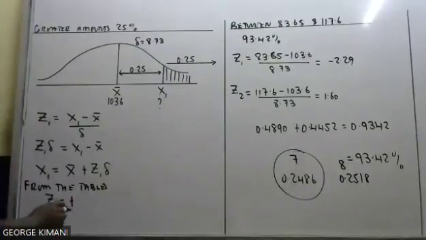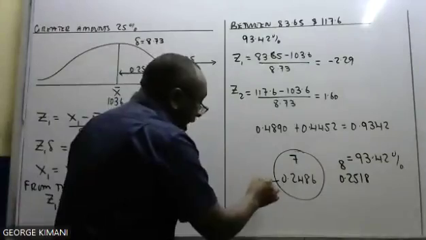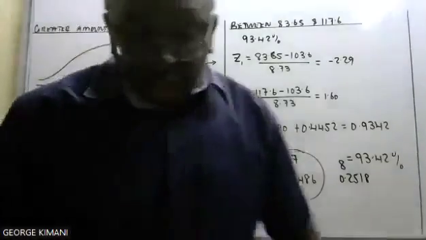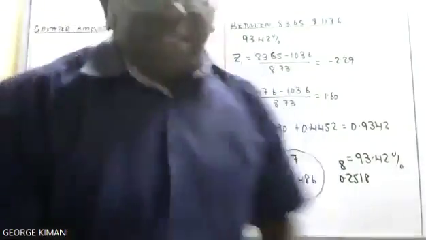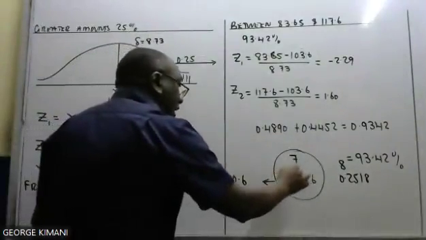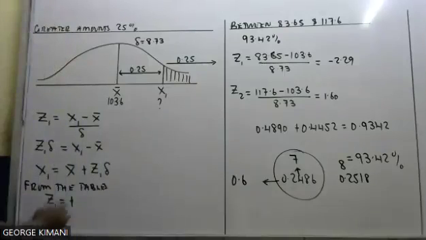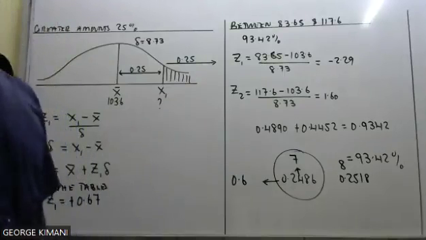So if I take that, now what you do, you go back and look at what is there in the row. The place where I have found 0.2486 is at 0.6 on the row here, and in the column it is at 7. So that tells you the value of Z is 0.67. The value of Z is 0.67.